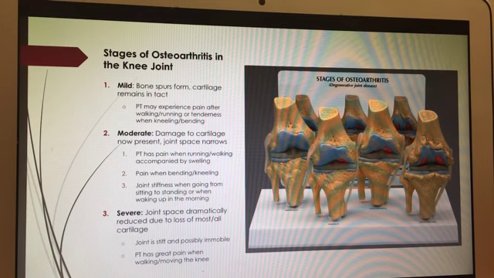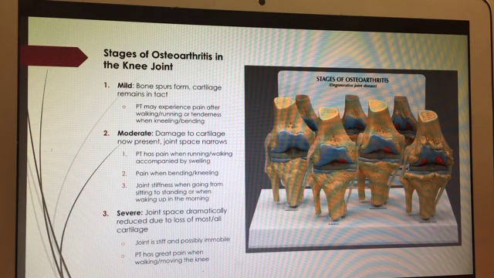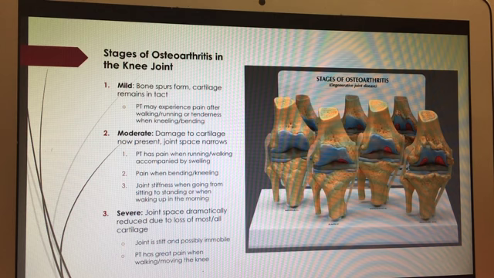Now, there are several stages of osteoarthritis in the knee joint. As you can see, the first model on the left-hand side is a normal knee joint. The second one to the right of that represents the first stage of osteoarthritis, which is mild. Bone spurs form and the cartilage remains intact. The joint space is normal, and so is the mobility, but the patient may experience some pain after walking or running, or tenderness in the knee when bending or kneeling.